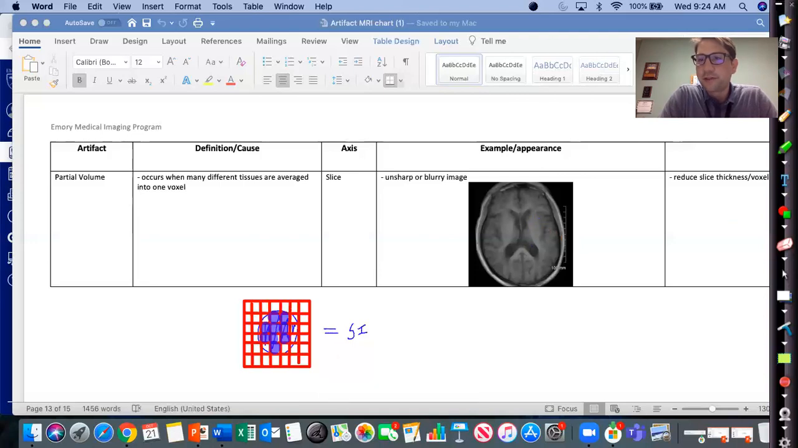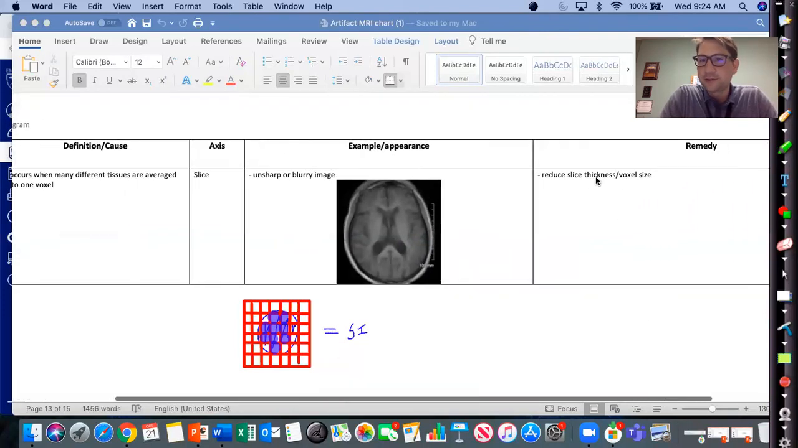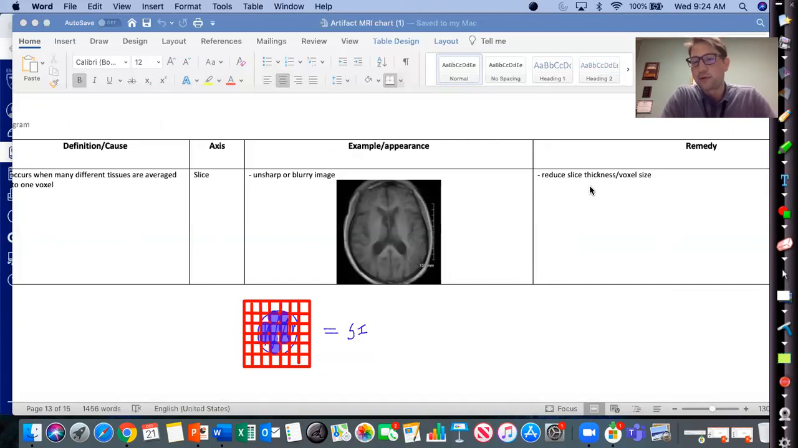So the remedy for this one would be to reduce slice thickness. So go from like a 5 millimeter down to like a 3 millimeter, or reduce our voxel size. So we increase our matrix. So go from like a 128 times 256 to a 512 times 512. But we know that there's issues with that. So if we increase our matrix, typically our signal intensity goes down a little bit. So you might have to bump up your NEX, which increases your scan time. So there's all these parameter issues when you start adjusting for your resolution and your signal.